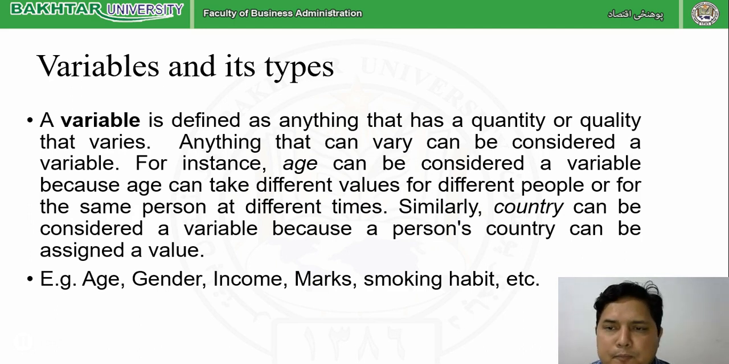Like income, we can compare income with other people. Like marks, we know who is the topper, who is the second topper, who has failed. Also height, weight, age, these are quantitative variables. Some variables are qualitative variables, where numbers are not there, and if they are there, they are only for representation, not for calculation.